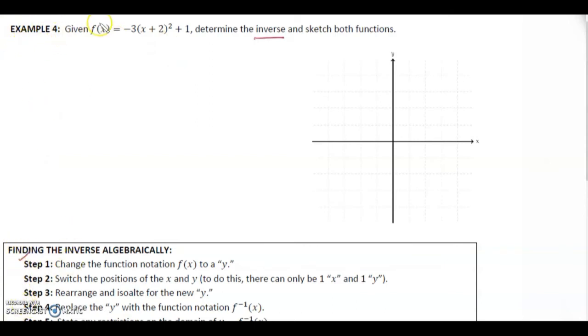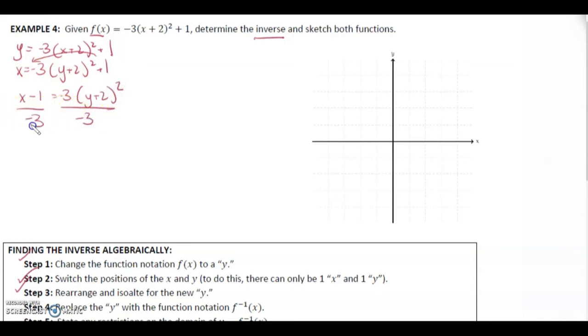So change the f of x notation to y equals negative 3 times (x plus 2) squared plus 1. Then we're going to switch the positions of x and y. So the y becomes x and the x becomes y. Then we're going to isolate by rearranging. So bring the 1 over, we have x minus 1 equals negative 3 times (y plus 2) squared. Okay, divide both sides by negative 3.